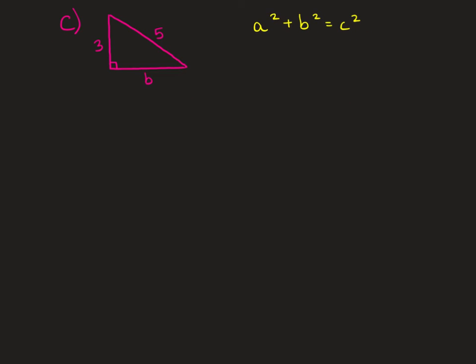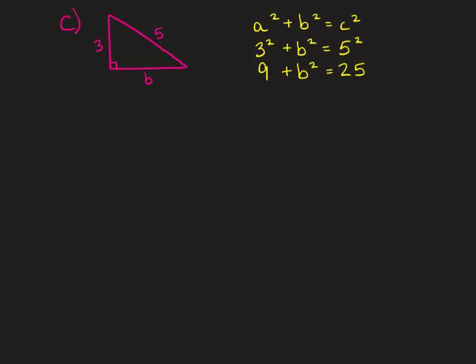Part C, we have another right triangle. This time we're given one leg is 3, and the hypotenuse is 5, and we're missing the value for one of the legs, B. So we start this the same as we've done with the other problems. We plug in what we know. Notice that we don't know B, so we have a different configuration on the Pythagorean theorem, but we're still going to simplify and solve for the missing variable.